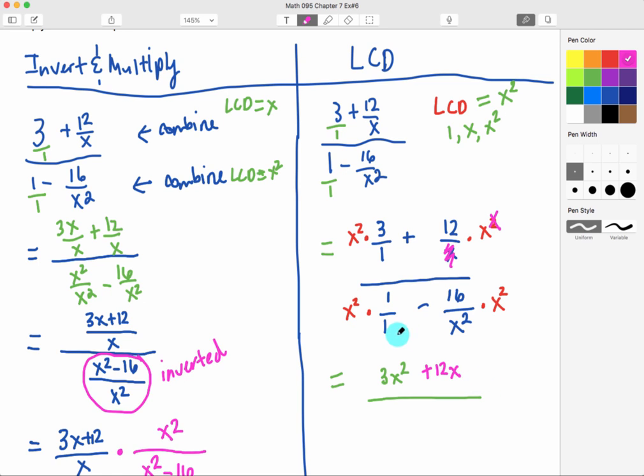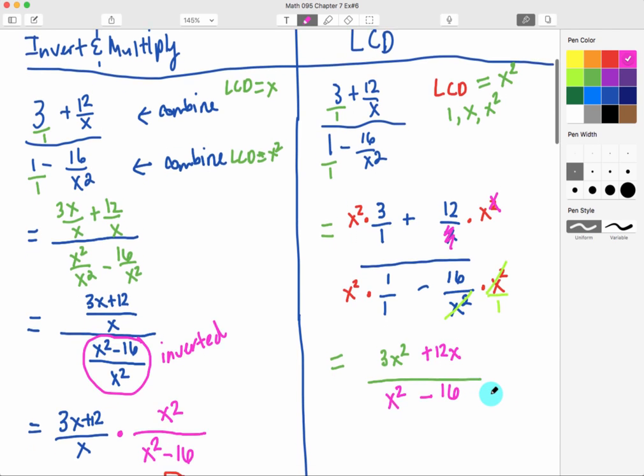On to the denominator, x squared times 1 over 1, well, that's x squared, minus, so now 16 divided by x squared, but multiplied by x squared. I might be able to see it better if I see that there's a 1 underneath, and then I can just cancel out the x squared because they're the same factor top and bottom of my fraction. So I'm really left with a minus 16.